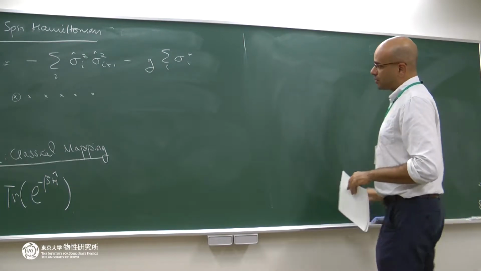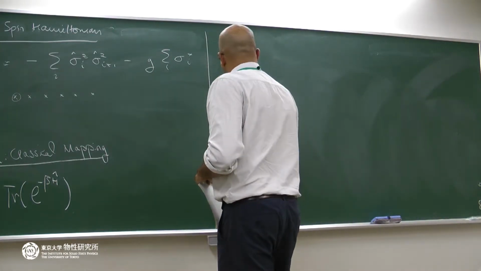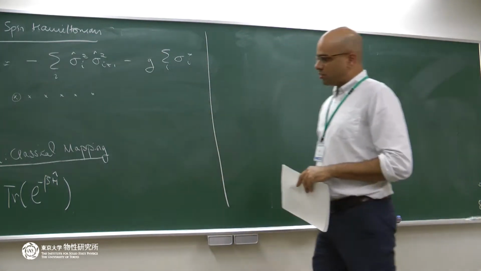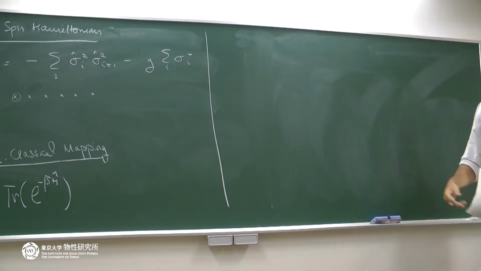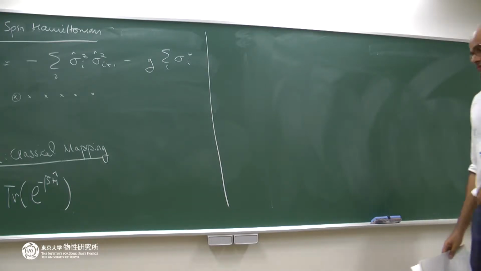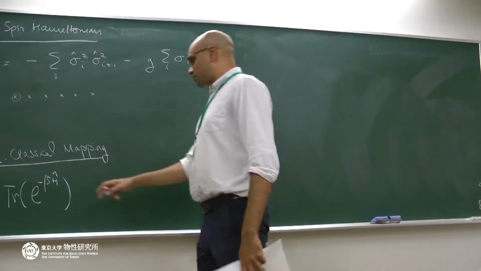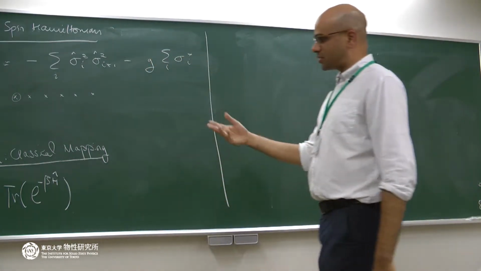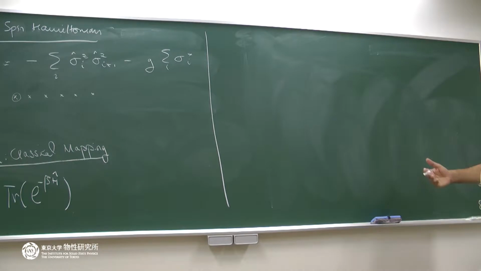But you can just see it very simply physically over here. So exponent minus beta h is like the time evolution operator. Right? Remember in quantum mechanics we learned the time evolution operator as exponent minus i h t. So it looks like this is a time evolution operator except there's no i. So you can interpret this as a time evolution operator in imaginary time.